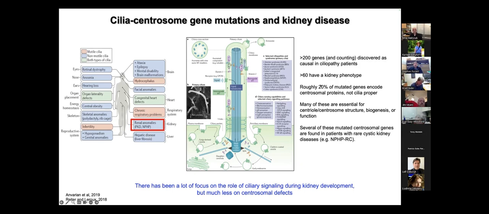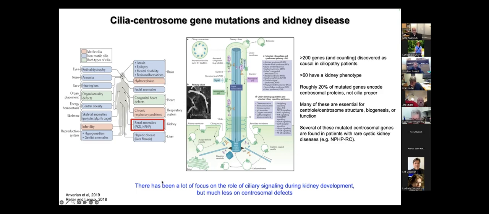Interestingly, out of all of the mutated genes, about 20% actually encode centrosomal proteins and not cilia proper proteins. Many of these mutated centriolar and centrosomal genes are important for maintaining centriole and centrosome structure, or they're involved in centrosome biogenesis, or in regulating the functions of the centrosome. And several of these mutated centrosomal genes are found in patients with rare cystic and fibrotic kidney diseases, like nephronophthisis-related ciliopathies, which is the focus of today.